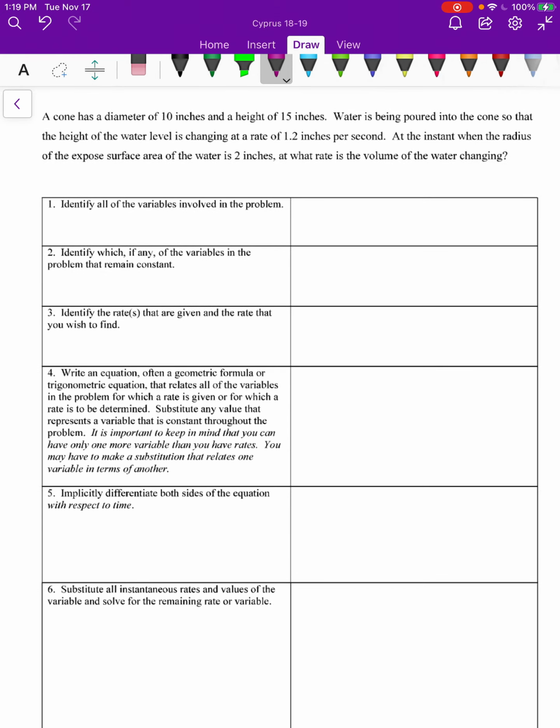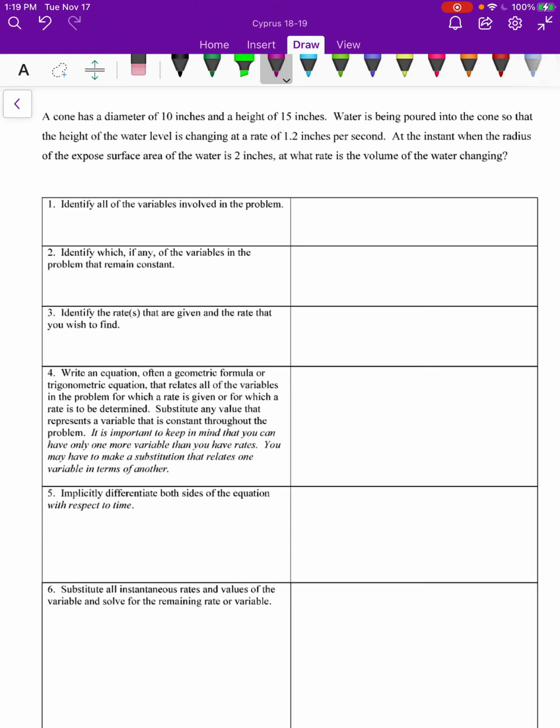Moving along. Next problem, a cone has a diameter of 10 inches and a height of 15 inches. Water is being poured into the cone so that the height of the water level is changing at a rate of 1.2 inches per second. At the instant when the radius of the exposed surface area of the water is 2 inches, at what rate is the volume of the water changing?